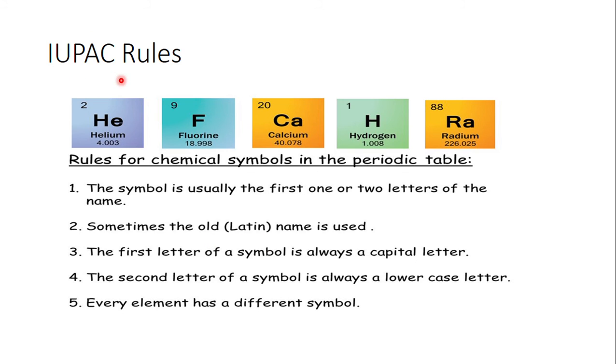And we have rules which are governed by an organization called IUPAC, International Union of Pure and Applied Chemistry. So what is the acronym? IUPAC, International Union of Pure and Applied Chemistry. It's just like SI units. We have certain rules to be followed for writing the symbols and formulas in chemistry, which are governed by IUPAC, right?